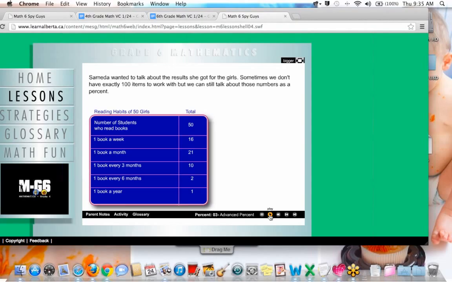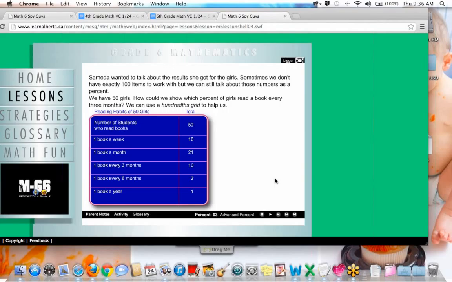Samida wanted to talk about the results she got for the girls. Sometimes we don't have exactly 100 items to work with, but we can still talk about those numbers as a percent. So what we have is 50 girls. This is where it gets slightly more complicated. When you're working with something out of 100, it's really easy because if I have 19 out of 100, right away it's 19%. But if I'm working with a different number, like maybe 50, that's where finding percents gets a little bit more complicated. How could we show which percent of girls read a book every 3 months?